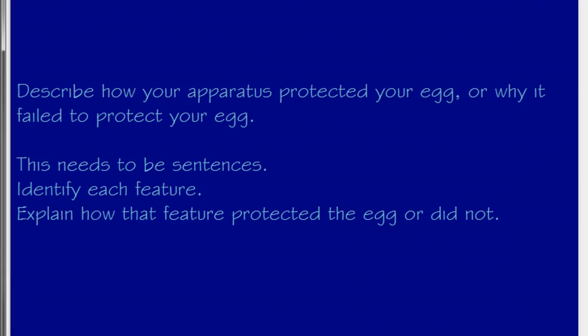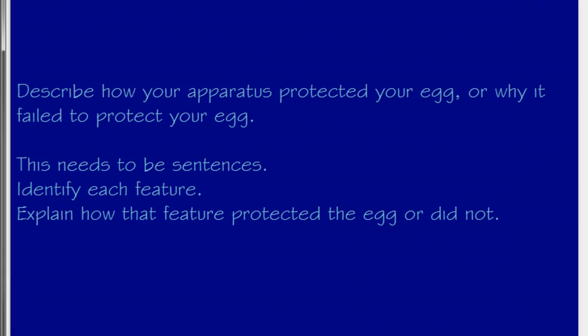Next question. Describe how your apparatus protected your egg or why it failed to protect the egg. This also needs to be sentences. It needs to identify the feature that was responsible for protecting the egg, and then it needs to explain how that feature successfully protected the egg or why it did not protect the egg. What was the main point of failure and how did that happen?